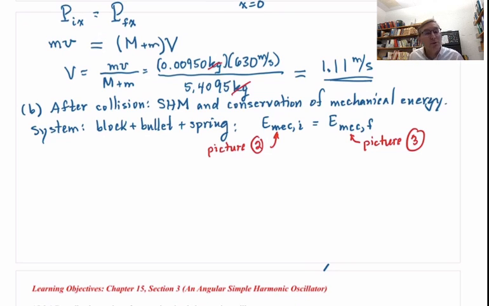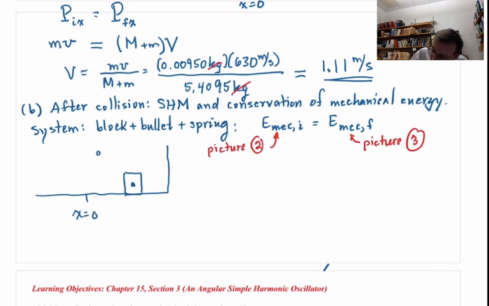Well, since I want the amplitude of the simple harmonic motion, which is the point of maximum displacement from equilibrium, then that's the picture I'm interested in. So there's the wall. There's x equals 0, where the simple harmonic motion began. But now the block-bullet combination is somewhere over here, where it is momentarily at rest. And I have a pretty highly compressed spring now, because that's the point of maximum compression, and therefore the point of maximum displacement from equilibrium. So that's x max. That's what I want to find.